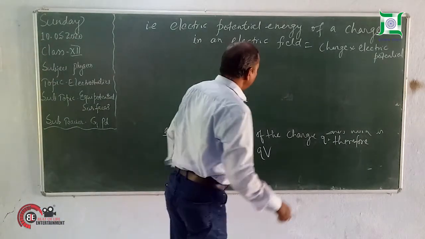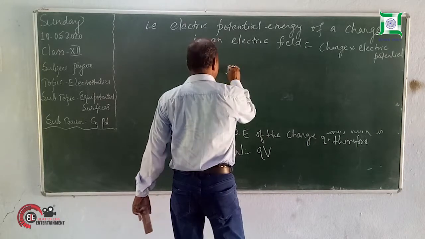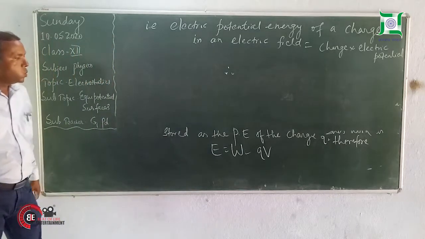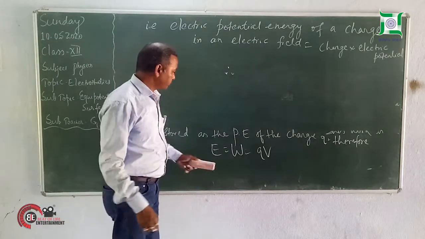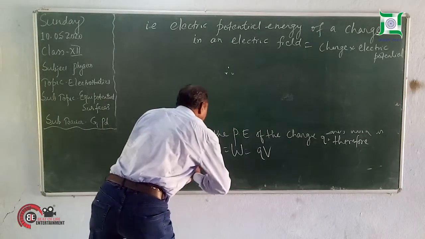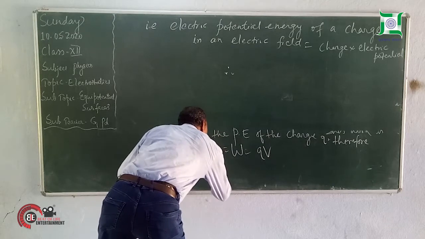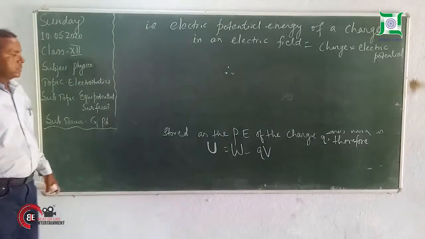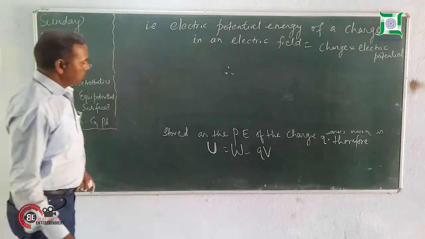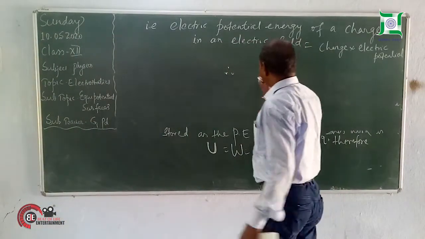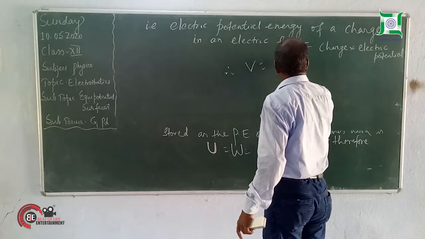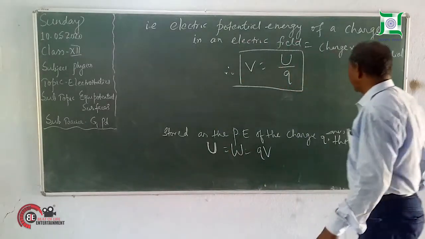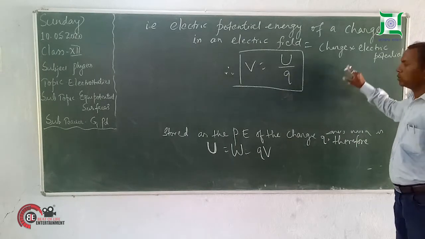So from this relation we can find, as here E is equal to, we write electric potential energy as capital U. So from this relation we can write V is equal to U upon Q, just like we have V is equal to W by Q.